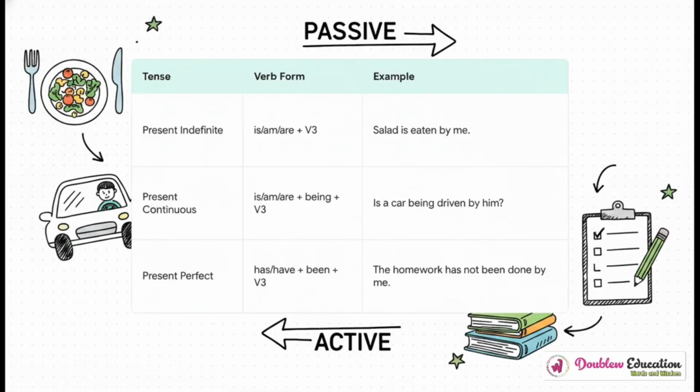Let's kick it off with the present tense. All you have to do is follow this table. For a simple sentence like "I eat salad," you use is, am, or are plus the verb's third form. So, "salad is eaten by me." For present continuous, you add one magic word, being. So, "he is driving a car" becomes "a car is being driven by him." And for present perfect, you just pop in been. It's all about adding the right little helper word.